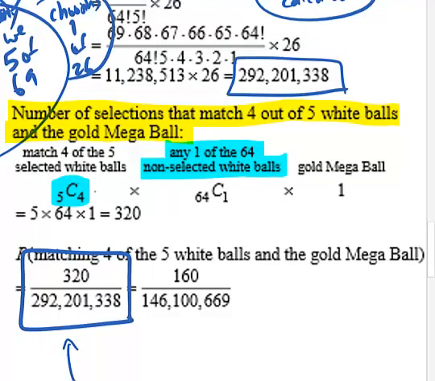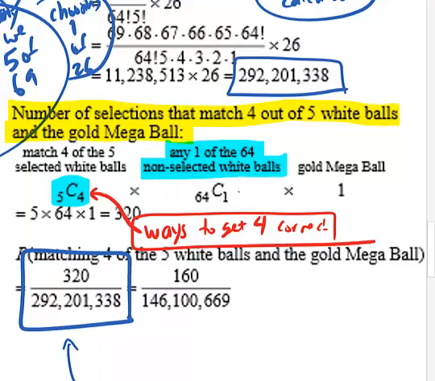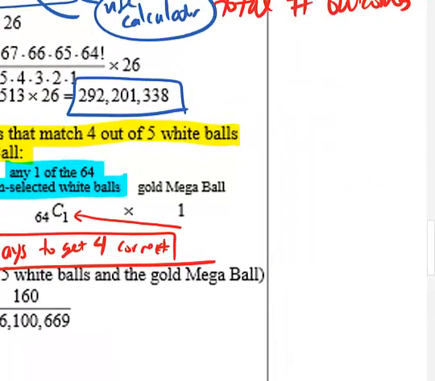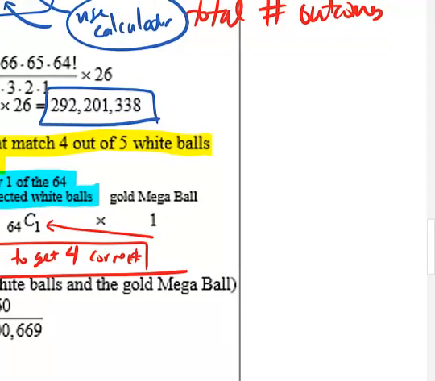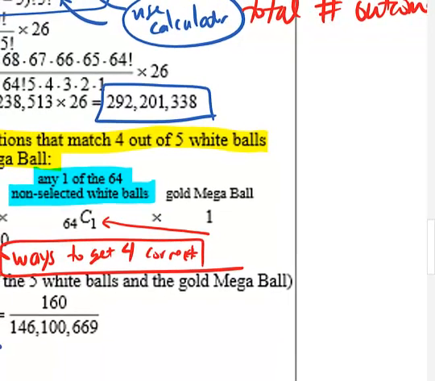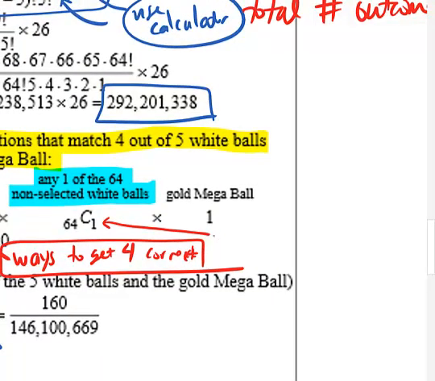So this is the ways to get 4 correct. And then this is the ways to get one wrong, because they're saying we don't want to win the Powerball award, the big award. We want to win the minimum award where one's wrong and the other 4 are right. Ways to get one wrong, incorrect.